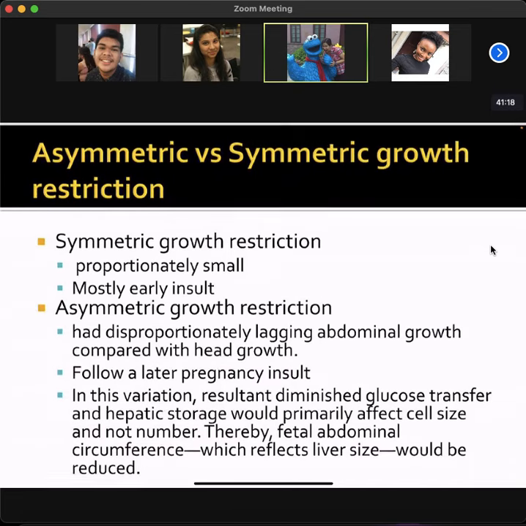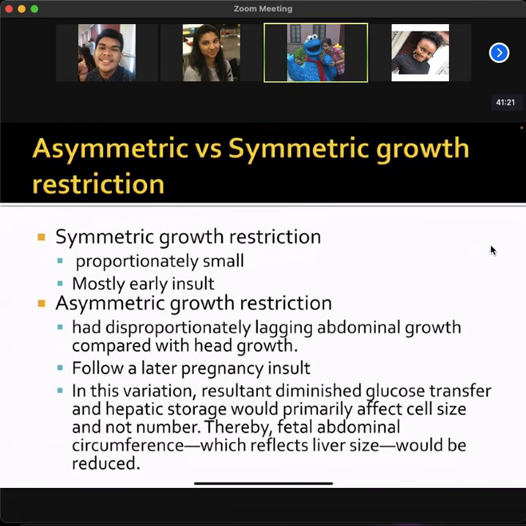So we have two types of growth restriction, the asymmetric and symmetric growth restriction. For the symmetric growth restriction, the babies are proportionally small. The fetus is proportionately small, and the insult most likely occurred early in the age of gestation. For the asymmetric growth restriction, there is disproportionate lagging of abdominal growth compared to head growth. The insult follows a later pregnancy.